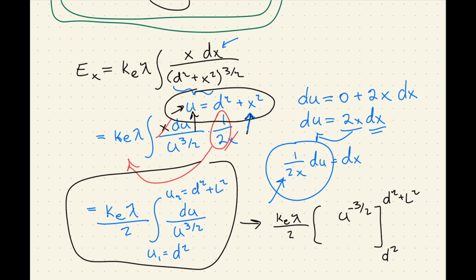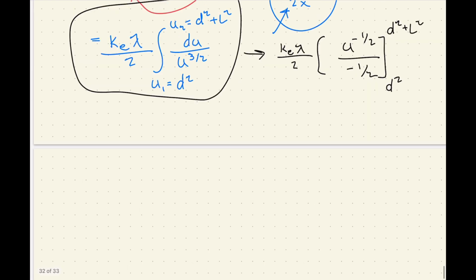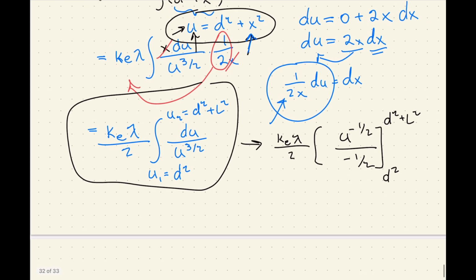So minus 3 over 2 plus 1 is minus 1 over 2, and then we divide by minus 1 over 2. I hope that made sense. If it didn't, don't worry. Just review your integrals a little bit. But basically, we can pull this 1/2 out. This 1/2 will cancel with this, and we can leave a minus sign in here.